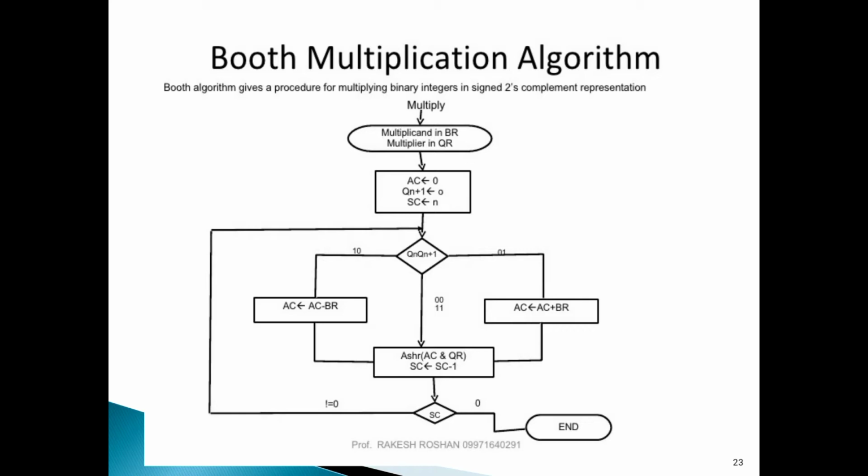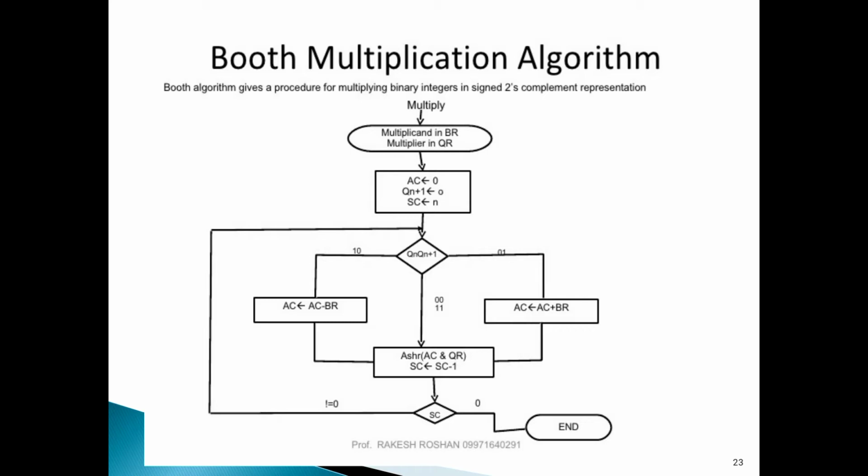If it is 1 0, then the output is -1. So there are three conditions: one for 0, another for -1, another for +1. 0 0 or 1 1 is one condition, 0 1 is one condition, and 1 0 is one condition.